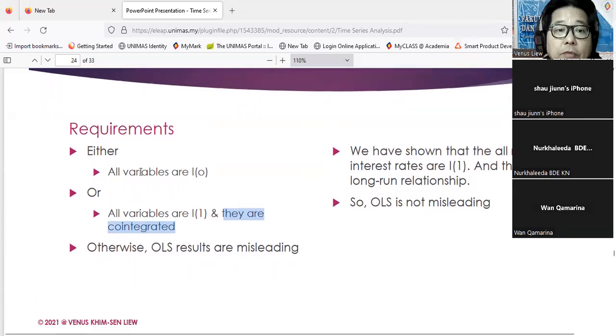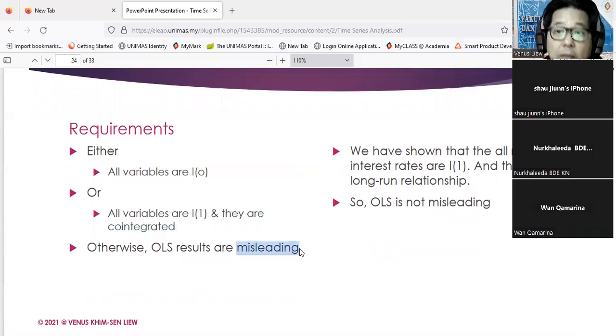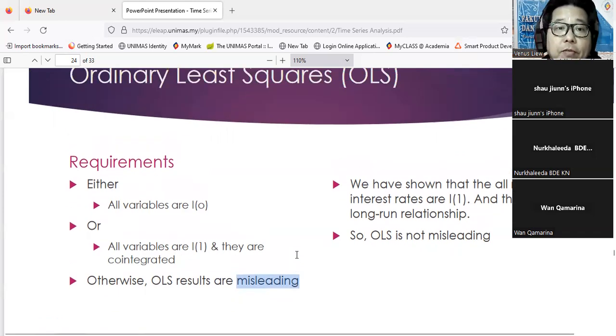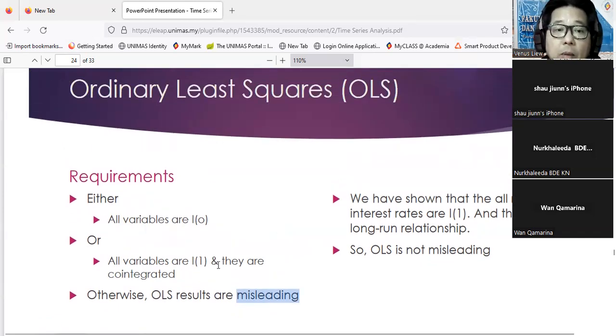Otherwise, if you don't fulfill the requirements, then your results are not reliable and it tells a different story, not the actual story. That's why in time series data analysis, you need to do the stationarity test, the basic requirement. And for this OLS, you have to top up with co-integration.